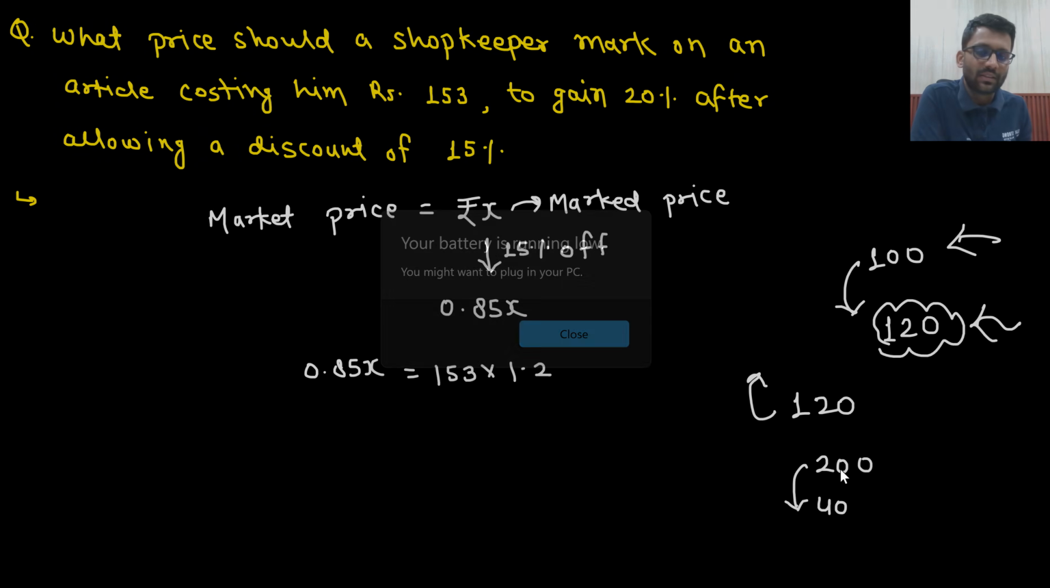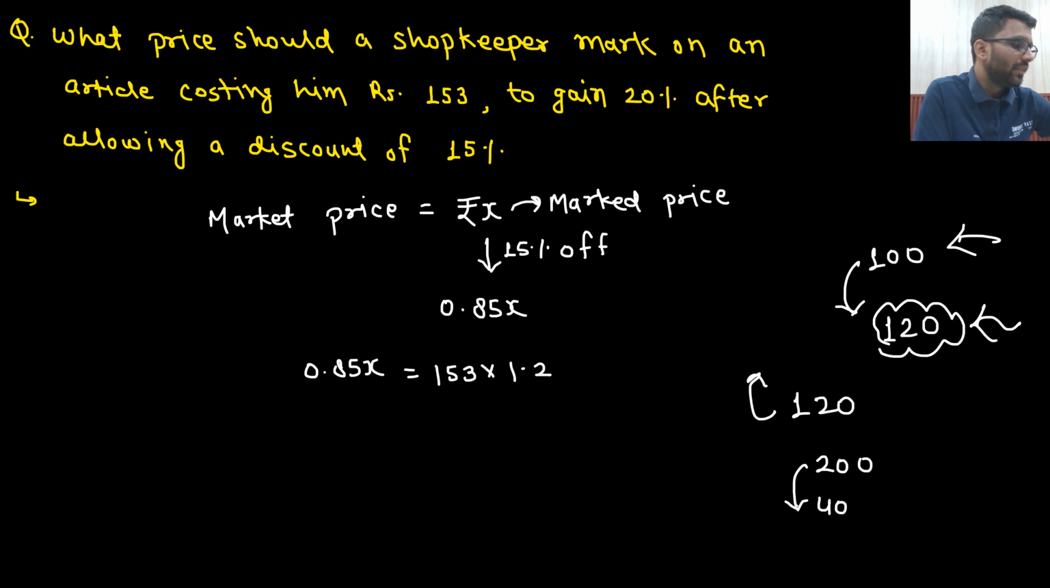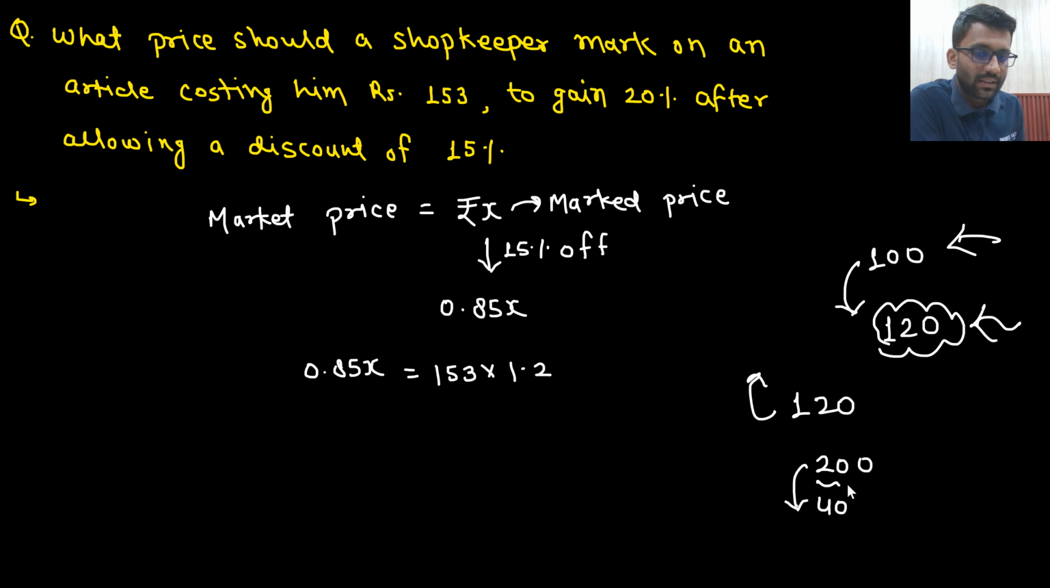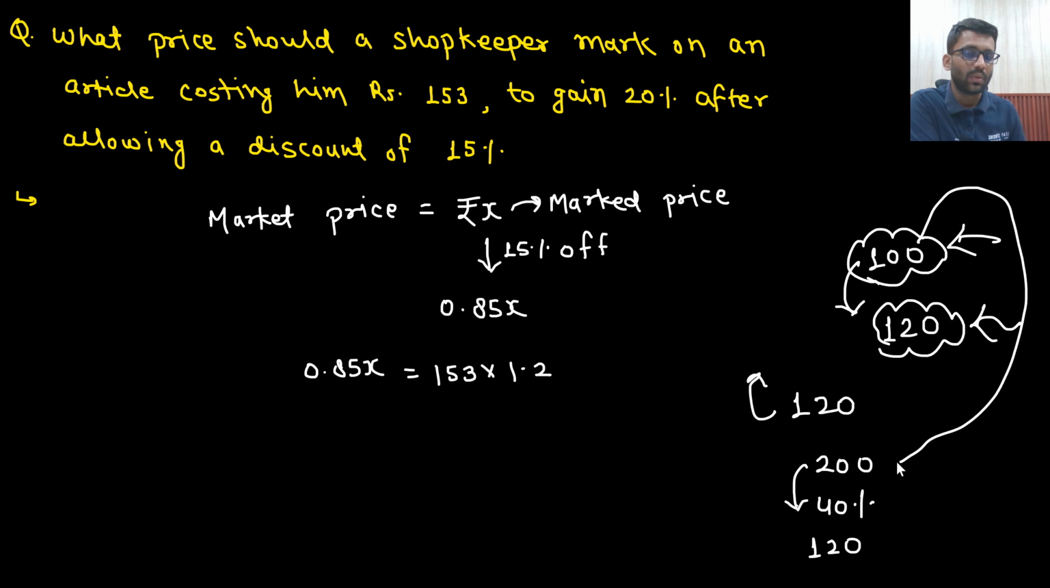So what I will say, sir, this quantity is of 200 rupees and you are getting a discount of 40%. That means you are getting this quantity in 120 rupees. But actually it costed me 100 rupees. Did you understand this point? So from 100 to 200 I marked up.